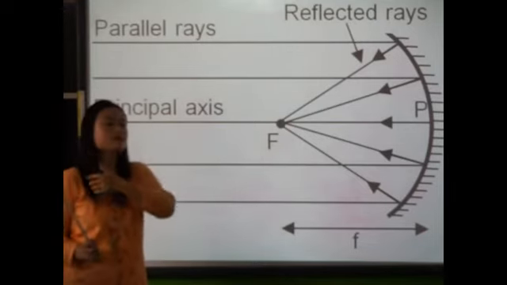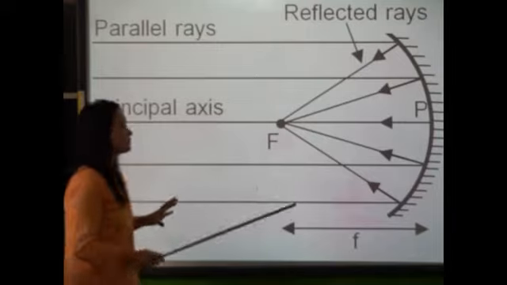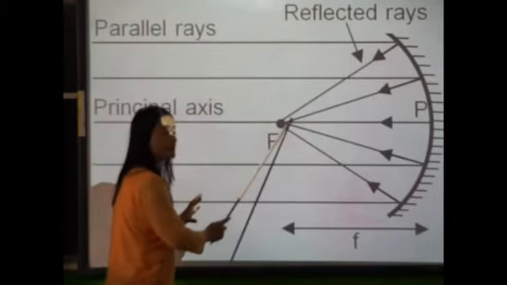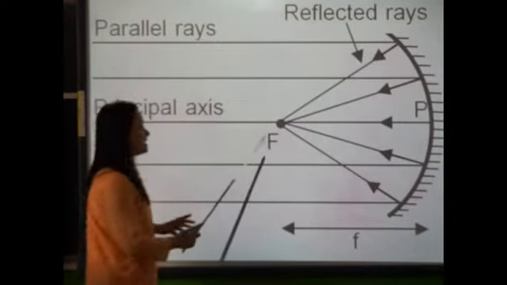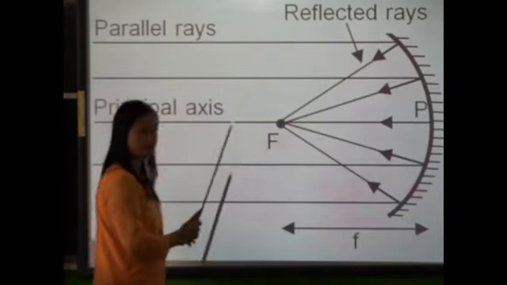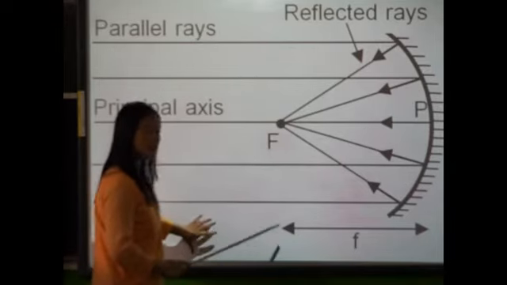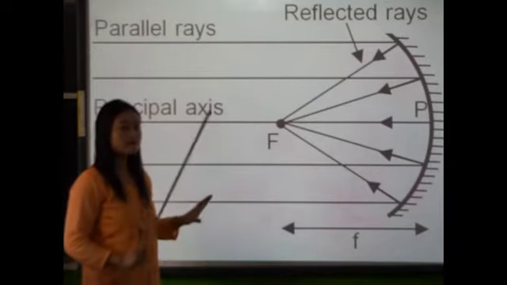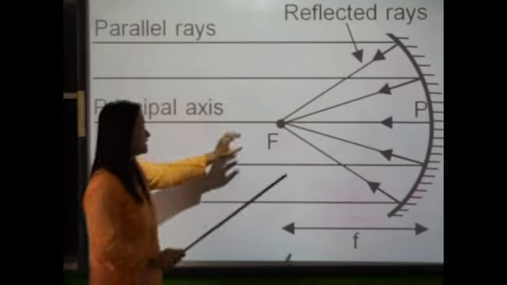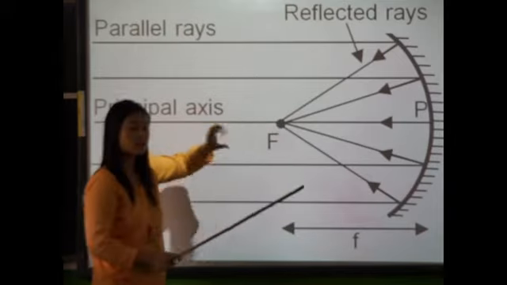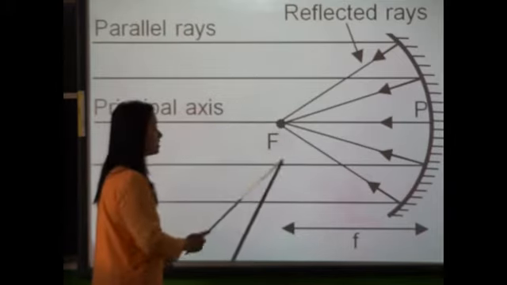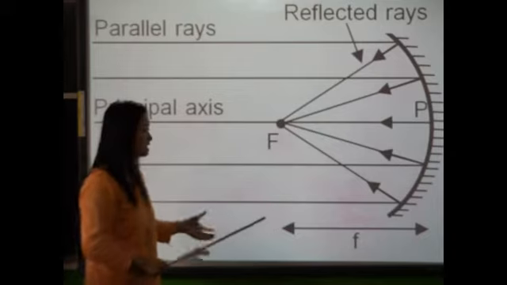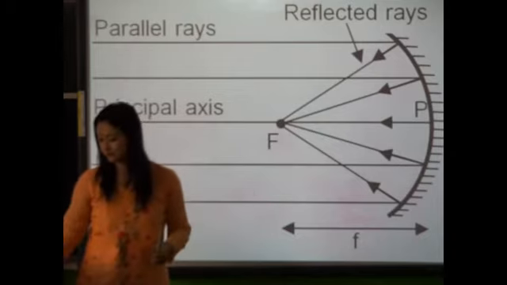You know how a real image was formed, isn't it? So they actually meet at a point, and that point is called focus. So in case of a concave mirror, the reflected rays actually meet. After reflection, the rays of light converge at a point. That point is called focus. This is for the concave mirror.